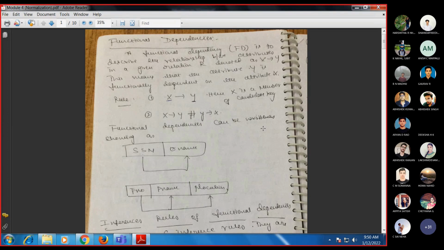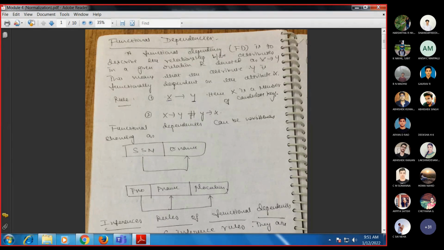For example, if I take the student database, we'll have attributes like USN, student name, and class section. How are the attributes dependent on one another? For example, here the name attribute is always dependent on the USN. That is what we call functional dependency. So the functional dependency describes the relationship between the attributes in a given relation R.